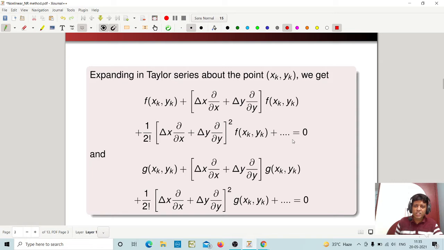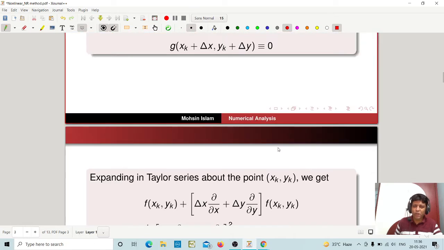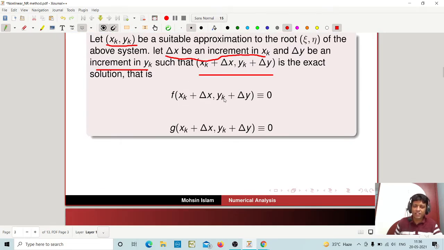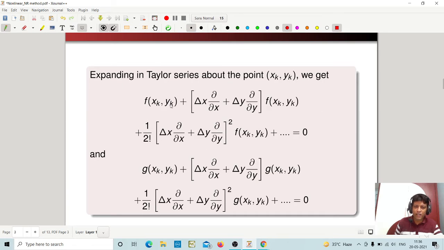Now expanding in Taylor series about the point (xk, yk), we get, as you know, f(xk, yk) + (delta x ∂/∂x + delta y ∂/∂y) f(xk, yk) + 1/2! (delta x ∂/∂x + delta y ∂/∂y)^2 f(xk, yk) + etc., and higher order partial derivatives. This is by Taylor series expansion. If you expand f(xk + delta x, yk + delta y) by Taylor series, you will get this type of series.